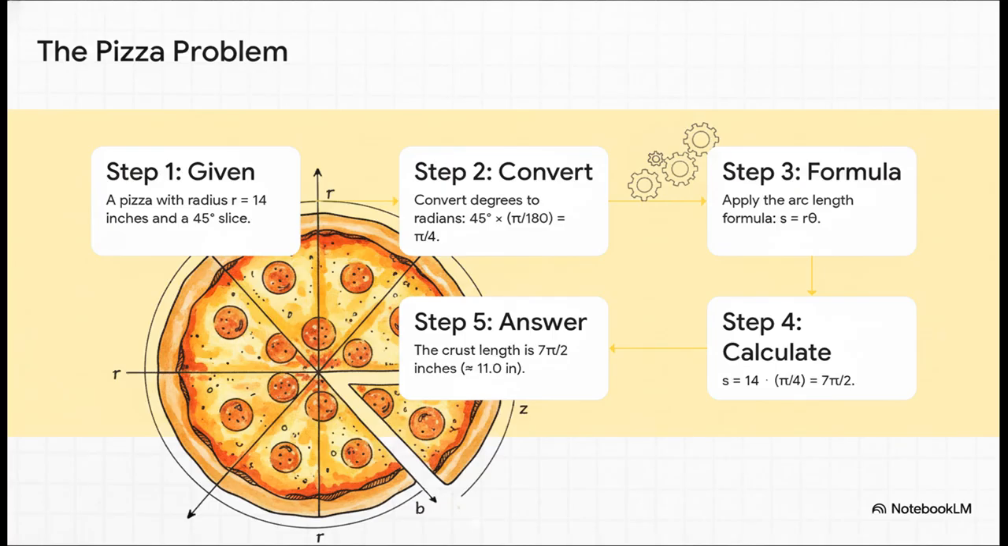Okay, now for a problem that's a little more delicious. We have a 14-inch pizza, and we want to know how long the crust is on a 45-degree slice. Now, pay close attention to step 2 here. This is absolutely critical. We can't just plug 45 degrees into the formula. We have to convert it to radians first. So 45 degrees becomes pi over 4. Then we can multiply by the radius, and we find out our crust is about 11 inches long.